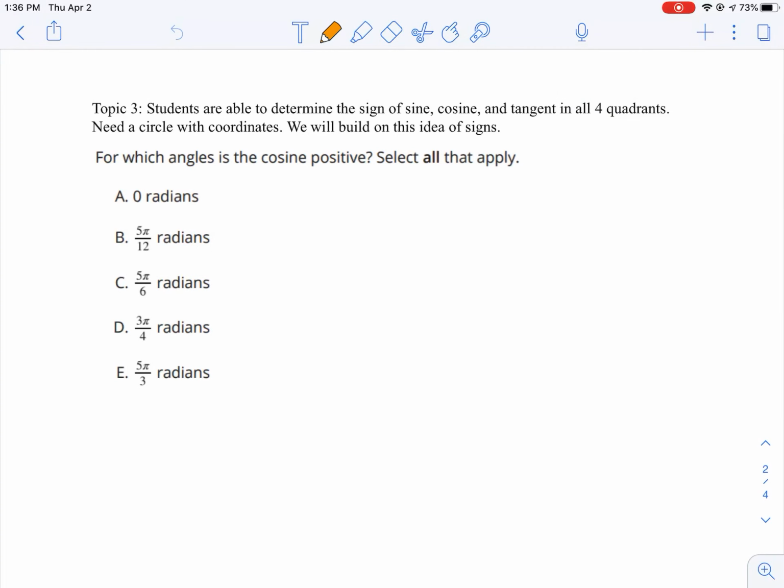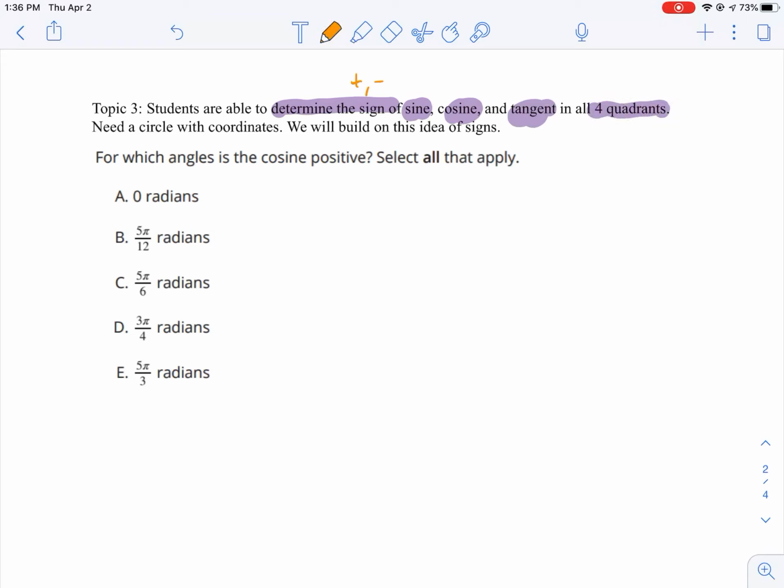Hello everyone, we're back on to topic 3. Students are going to be able to determine the sign, that means positive or negative, of cosine, sine, and tangent in all 4 quadrants.